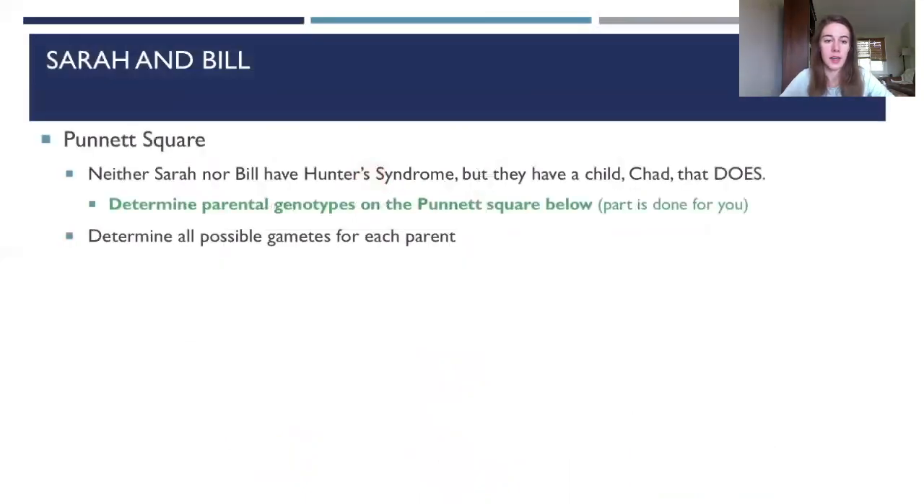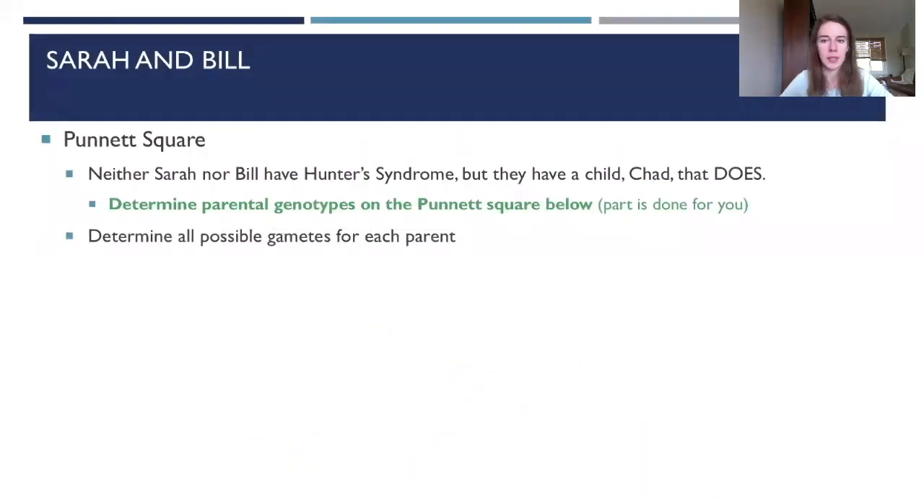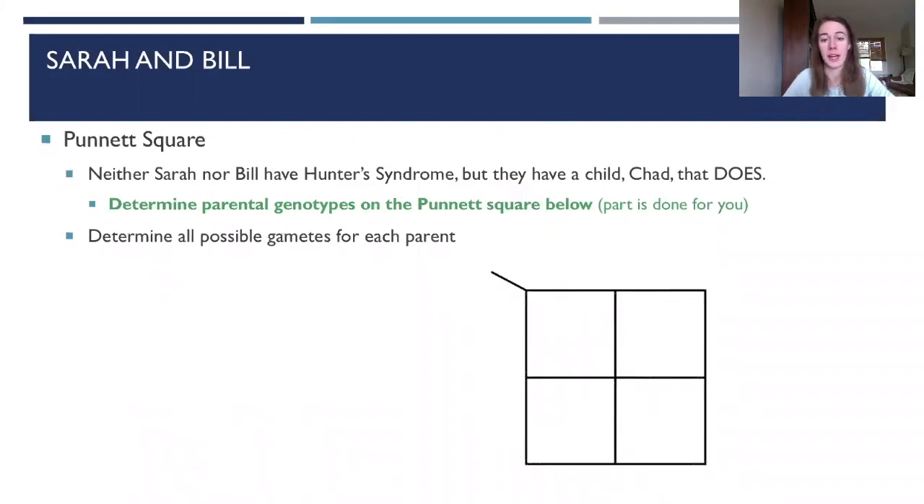So let's look at this. We have a child, so Chad down here has Hunter syndrome. But Bill and Sarah, neither of them have Hunter syndrome. So they want to know what the chances are of having any more children with the disease. So let's figure out what the gametes are for each parent. So mom, she must be the carrier because this is an X-linked disease. If dad had it, he would have the disease. But since he doesn't, we know that he's not a carrier because that's just not possible.